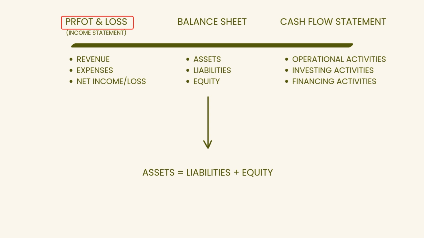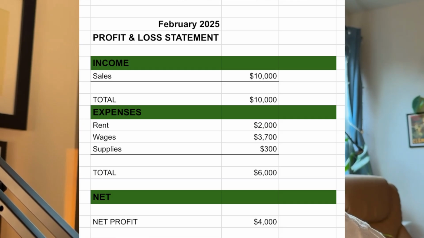This shows revenue, expenses, and net profit or loss over a period of time, usually on a monthly or annual basis. For example, Morning Brew Cafe can review its P&L statement and see that it made $10,000 in sales, spent $6,000 on rent, wages, and supplies, and had a net profit of $4,000 for the month of February.